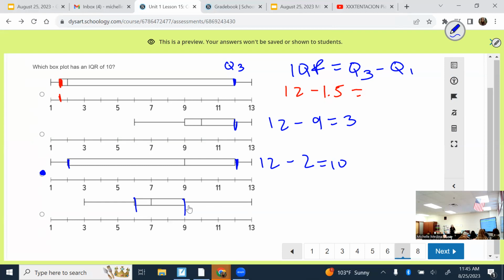Out of these 4 box plots, or actually I guess 2 of them have this. But out of these 4 box plots, which one is the least amount spread out? A, B, C, or D? B. Even though these 2 have the same IQR, this one has a smaller overall range. All right. Other questions from this practice?